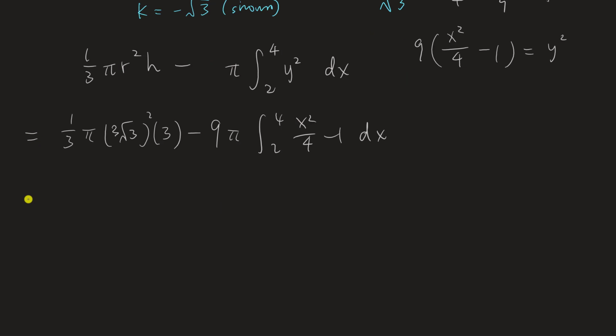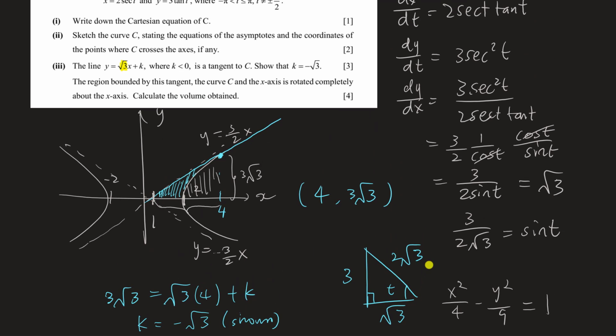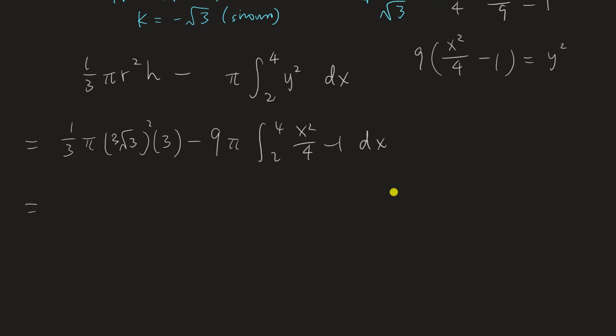Now after you're done with this, it is just a matter of solving the integration and subbing in the values. In fact, the question says calculate the volume obtained. They never say exact volume obtained. You can go ahead and use the GC and solve for the answer. Just mash this entire thing in and then give your answer in 3SF. Alternatively, you can just do it by hand. It's not too difficult. Cancel.